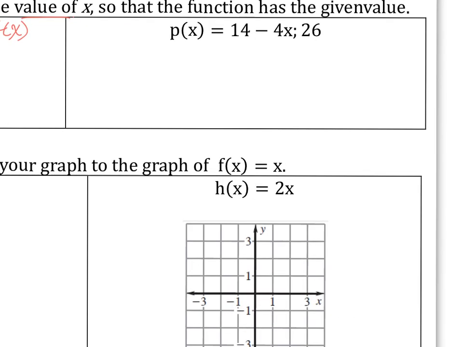And for this one, we do the same thing. Substitute 26 in for p of x. 14 minus 4x. And then subtract 14 from both sides. Cancel. And then 12x equals -3.